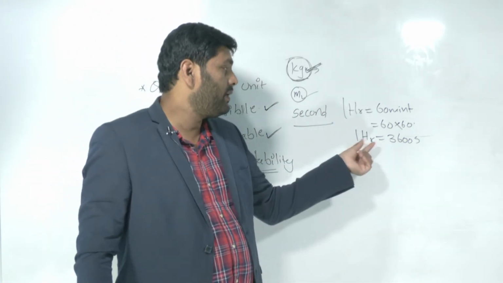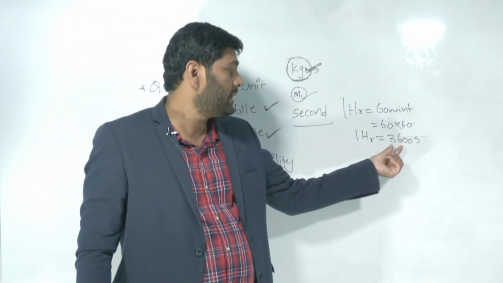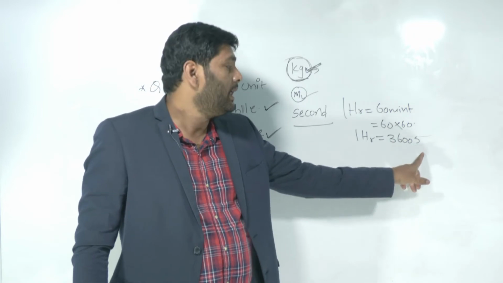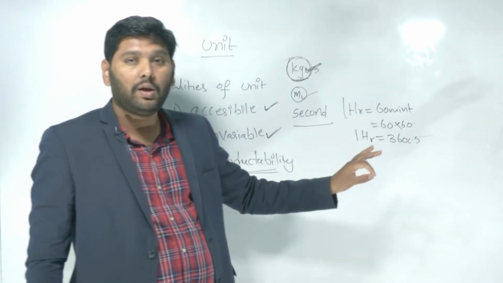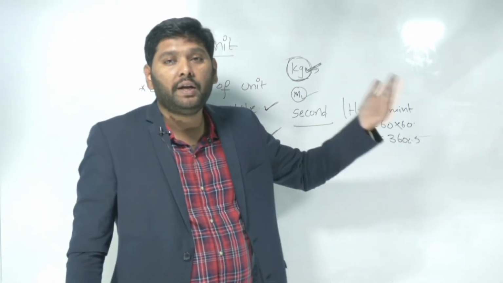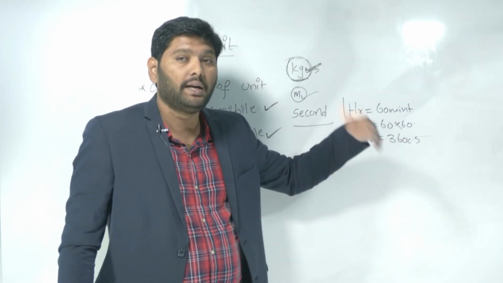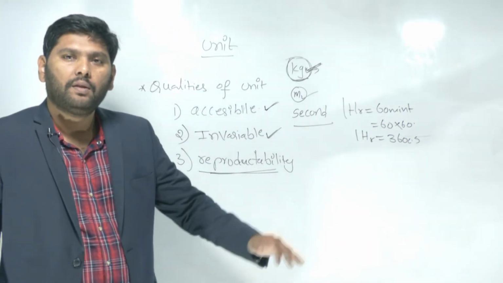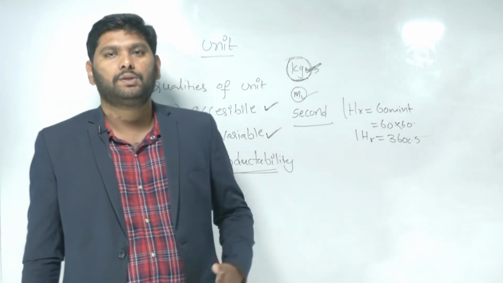Which means 1 hour is equal to how many seconds? 3600 seconds. Here second is a standard value, multiplying how many times here? 3600 times, so that you are having 1 hour. This way for days also multiply.